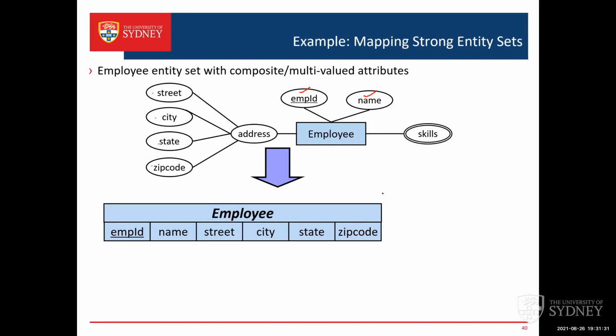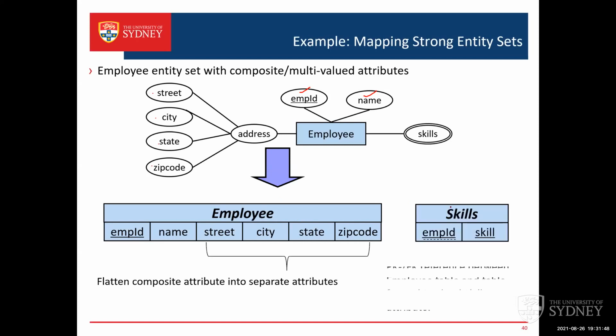I don't have skill here, because skill is a multi-valued attribute, right? So what do I have to do? Since this is a multi-valued attribute, I have to create a new table. In that table I'll put skill. And how do I connect it with the employee table? Using the primary key as a foreign key in that table. So for skills, I create a new table with employee ID and skill.